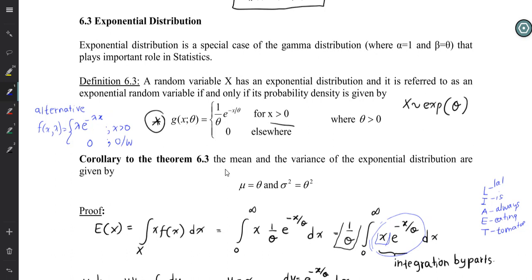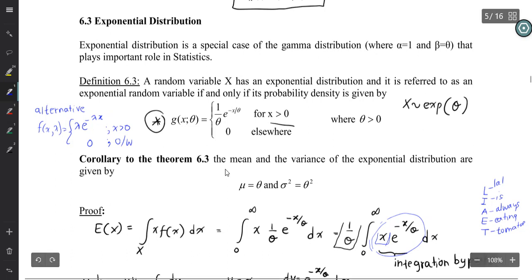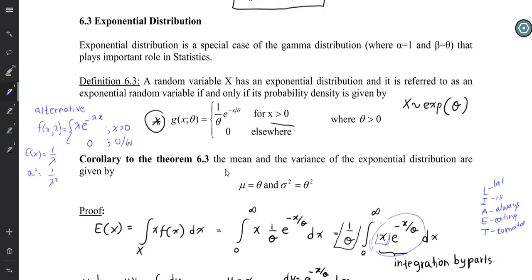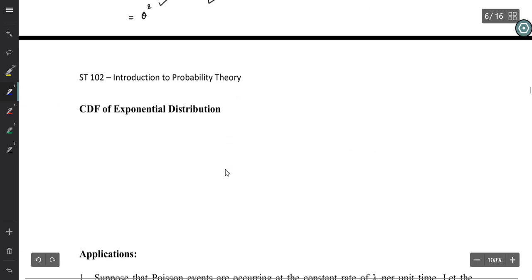Instead of 1 over theta, you have lambda. In that case, your mean will be 1 over lambda, and variance will be 1 over lambda squared. It is only the difference between the term mean and the rate. But in this course, we'll stick with the given equation in definition 6.3. If you refer to other textbooks and see this alternative formulation, don't panic. This is another way of writing the exponential density. Right, let's go back to the lesson.